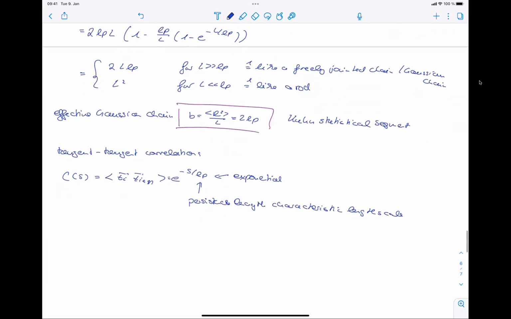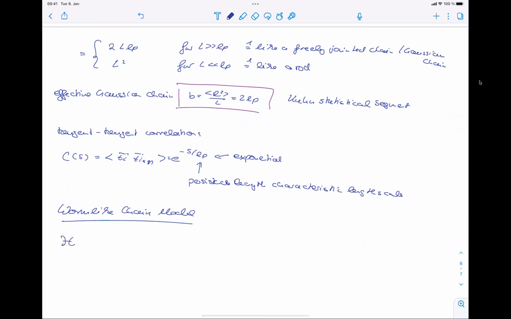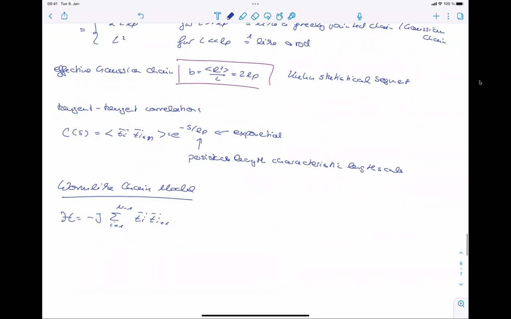Another approach that's been proven successful is the worm-like chain model, where we now really start with the Hamiltonian, which sums over the angles, the deviation of the angles from being straight, which is the ground state. And now we want to start with the Hamiltonian and really unfold the power of thermodynamics.